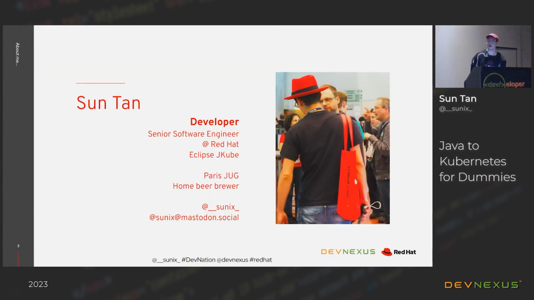My name is Santan. I'm from Paris, if you can tell with my accent. I'm a software engineer working at Red Hat, and I work on a project called Eclipse JCube. I have a demo with JCube, so we're going to showcase that a bit later. During my free time, I'm also co-organizing the Java user group in Paris, and I'm also brewing my own beer in my kitchen.